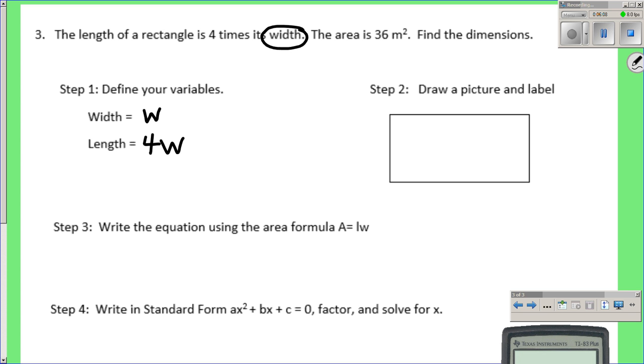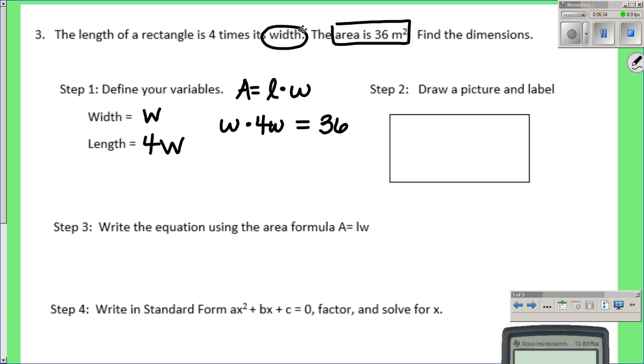Now we've talked about area of rectangles, but just to quickly review, the area of a rectangle is length times width. So we need to multiply the two dimensions, and they tell us in the problem that the area is 36 meters squared. So we are going to multiply w times 4w, and this should equal 36. When we multiply w times 4w, remember we have the same base, so we add our exponents, so w times 4w becomes 4w squared equals 36.